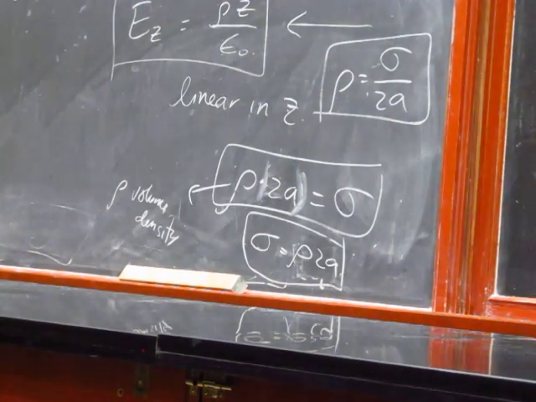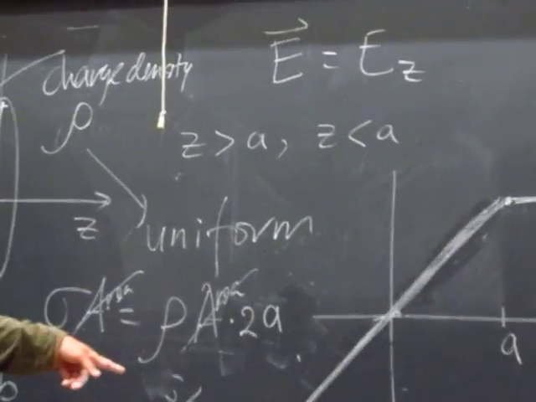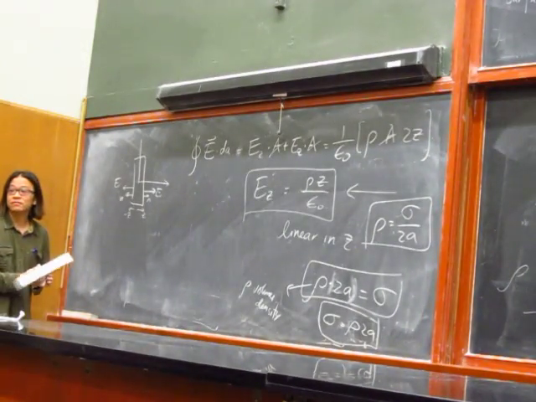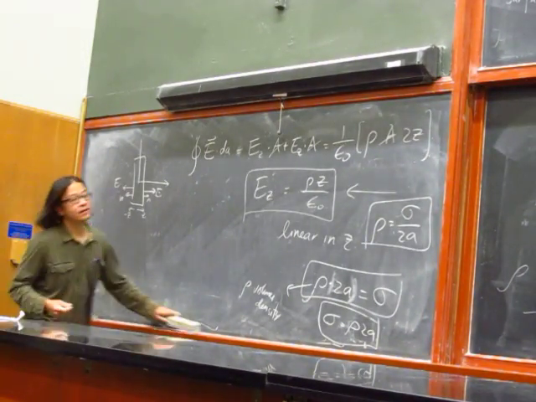At the end of the day, you should find this, right? I might make a factor of 2 mistake, but I didn't. But the electric field looks like that in this slab. Okay. Any questions so far? Okay.